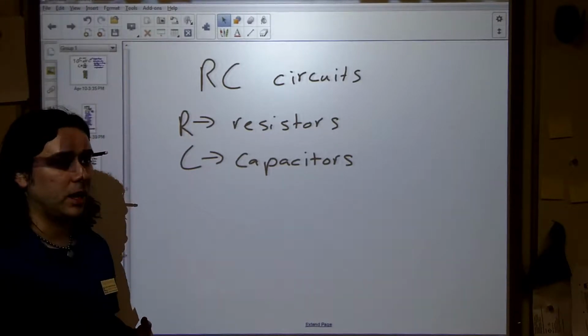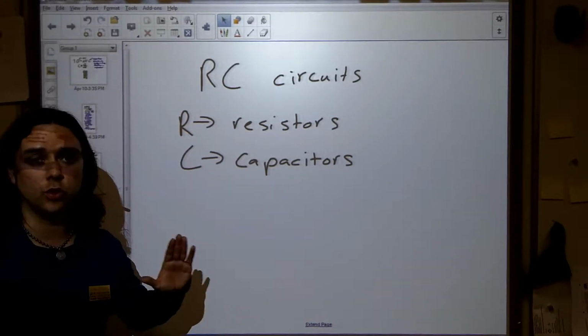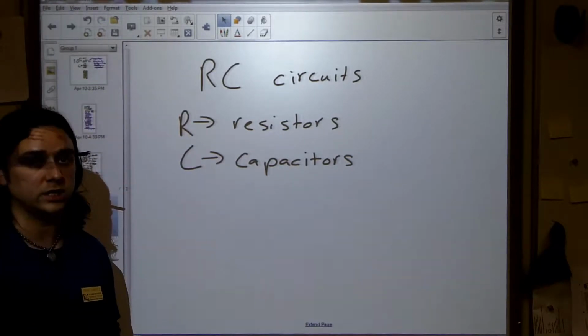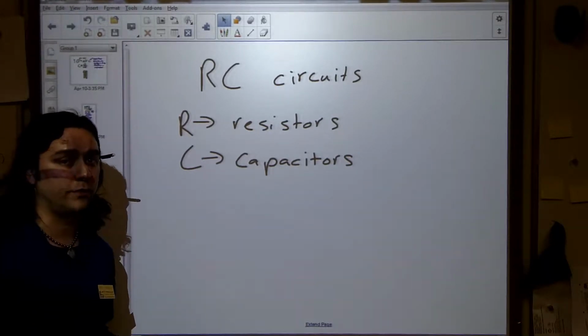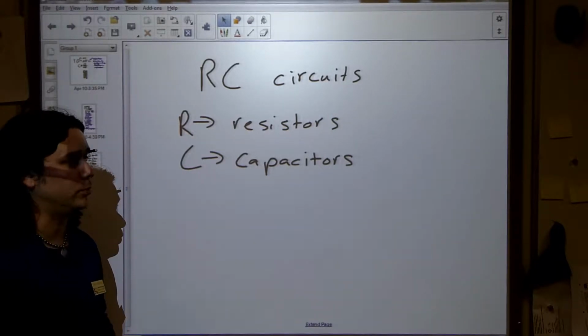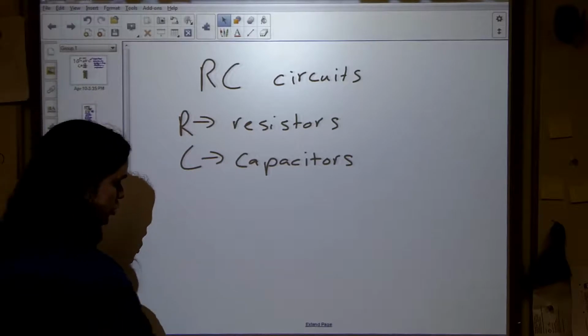We've done a little bit with applying loop rule and junction rule and Ohm's law on these, and I'm going to be using those in the calculus side of this. So if you're not familiar with those, a bunch of what I do is probably going to be Greek to you. We need to know those relationships.